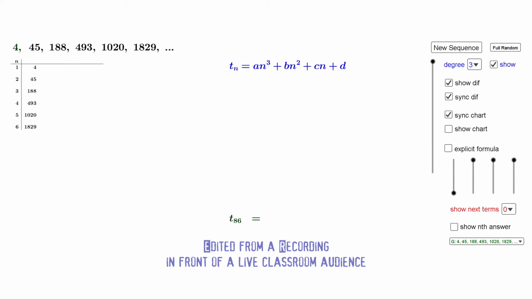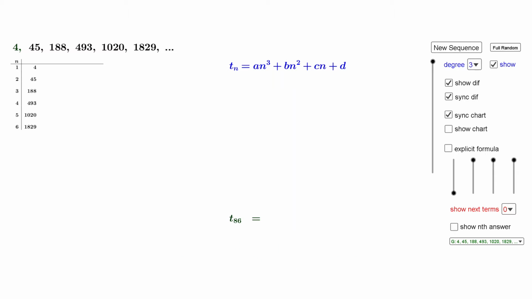In this example, I have 4, 45, 188, 493, 1020, and 1829. What I'm going to do is find the first set of differences between 4 and 45, 45 and 188, 188 and 493, 493 and 1020, and 1020 and 1829, and these are the numbers that I came up with: 41, 143, 305, 527, and 809.